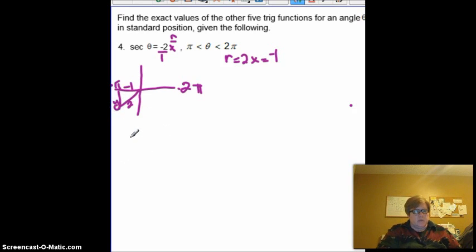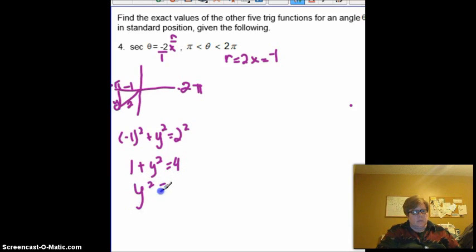Okay, so I use the Pythagorean theorem again. Negative 1 squared plus y squared equals 2 squared. So 1 plus y squared equals 4. Y squared would then equal 3. So y is the square root of 3. But because I had to go down to get to be in the right place based on where theta was located, it should be negative square root of 3. Okay, so I need to know the other 5.